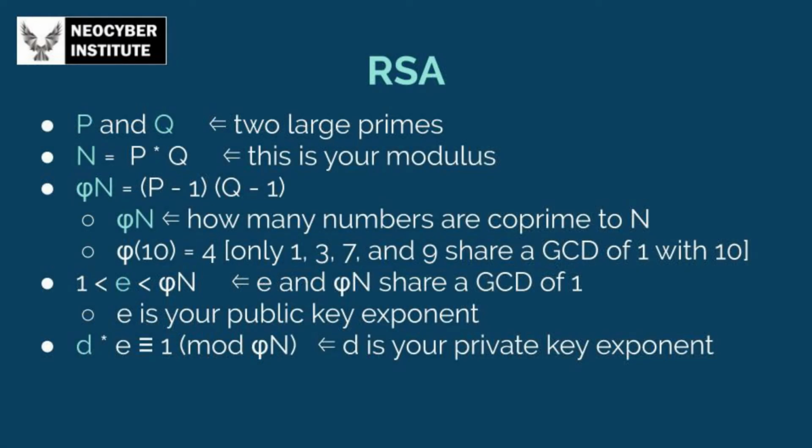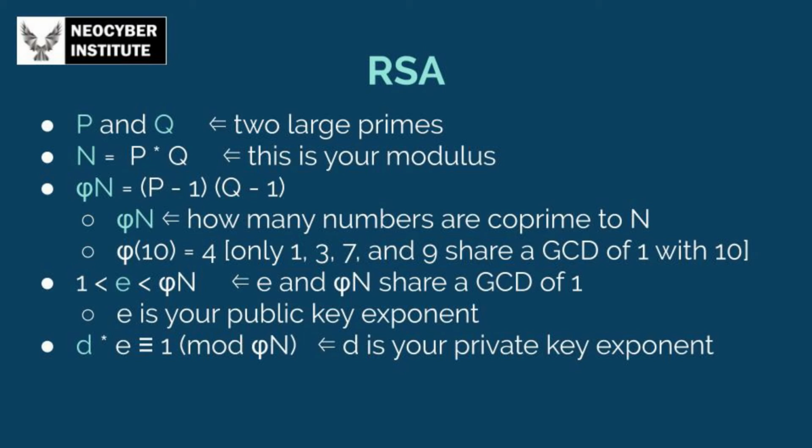RSA is a bit more complicated. First, you'll need 6 different numbers: P, Q, N, totient N, E, and D. I'll explain what these all mean. P and Q are 2 prime numbers. They're usually large and not easily guessable. You'll use them to calculate N, which is simply P times Q. N is the modulus you'll use for both the public and private keys.